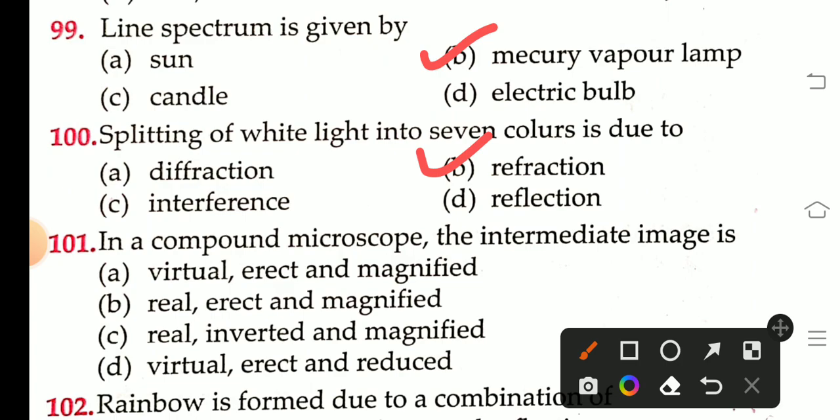In a compound microscope, the intermediate image is. Right answer will be option C. Real, inverted, and magnified.